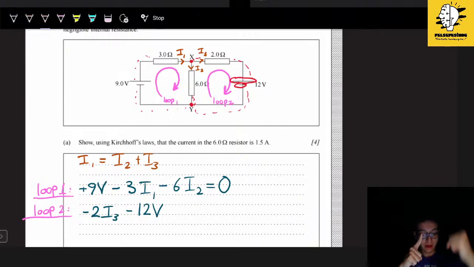However, I2 goes opposite, meaning that I2 does not follow the loop's direction. It doesn't go down the current, it goes up the current. Therefore, I will say this is a positive. This will be plus 6I2, and now I am back at point X.